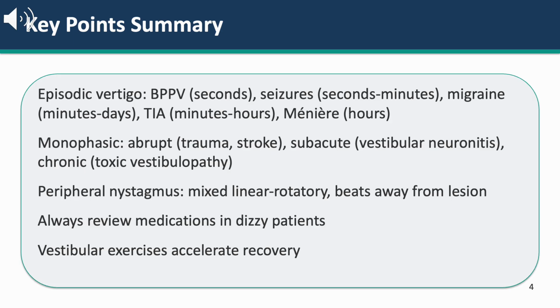A subacute onset, as with vestibular neuritis, or a subacute to chronic onset, as with toxic vestibulopathy or posterior fossa masses. Peripheral vestibular nystagmus is a mixed linear rotatory jerk nystagmus that beats in one direction away from a hypofunctioning labyrinth. Importantly, drugs should be reviewed in all patients with dizziness, and vestibular exercises should be begun as soon as possible after symptom onset to accelerate recovery.